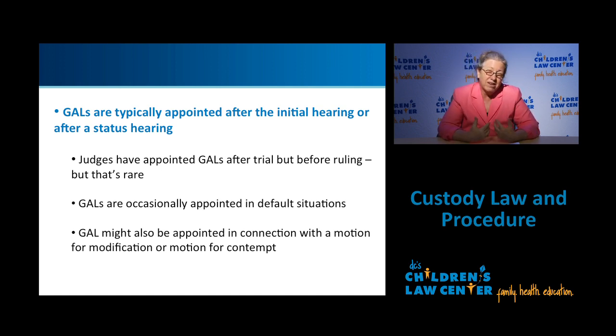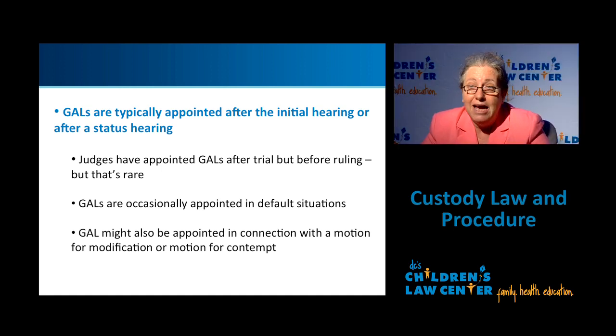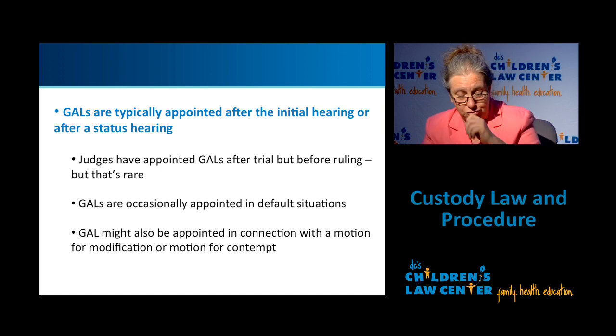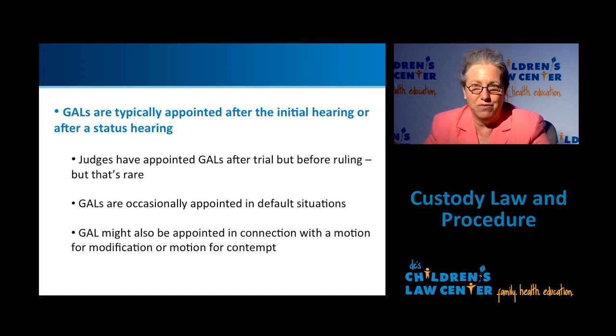Another situation in which GALs are occasionally appointed is default situations. And that happens, I think, generally for two reasons. It may be because the case is going forward in default, but it doesn't make sense that the case is going forward in default. For example, dad files for custody. Mom doesn't file an answer. Dad files for default because mom hasn't filed an answer, and the case comes before the judge in a default posture in due course. But the child is living with mom. You can imagine that is not a situation when a judge is comfortable just ruling in favor of dad without more information. So we have seen cases in which the judge will appoint a GAL to see what is going on.